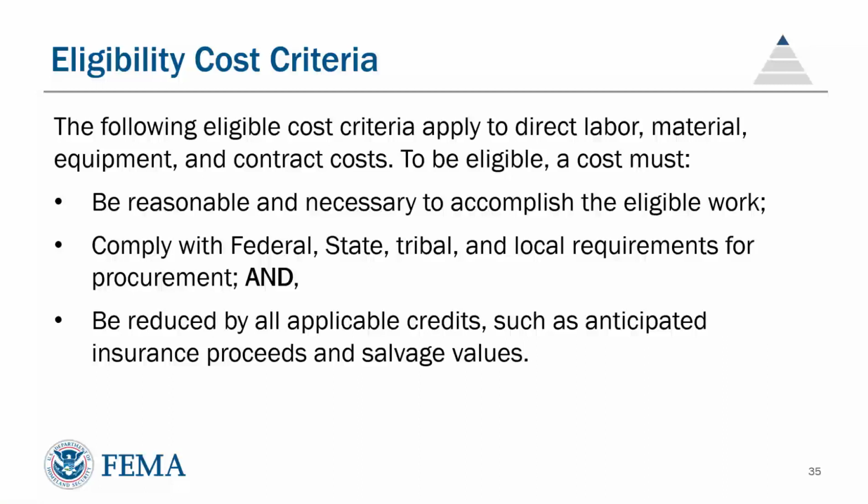Eligibility costs. The following eligibility cost criteria apply to direct labor, material, equipment, and contracting costs. To be eligible, a cost must be reasonable and necessary to accomplish the eligible work. So reasonable, necessary, what is that? That can seem kind of like an ephemeral thing. A reasonable cost is a cost that is both fair and equitable for the type of work being performed.